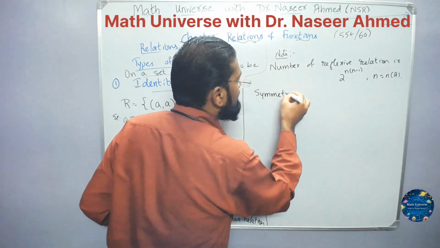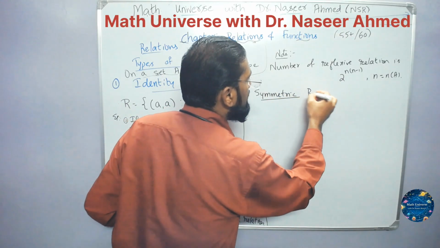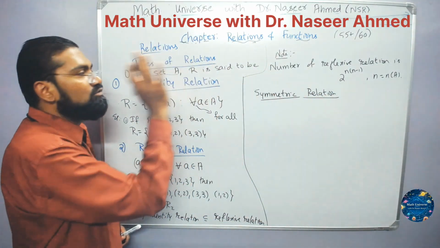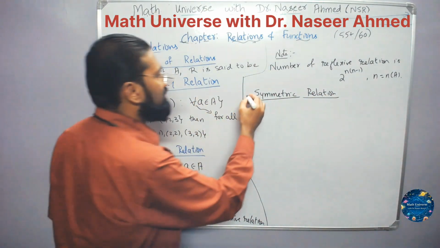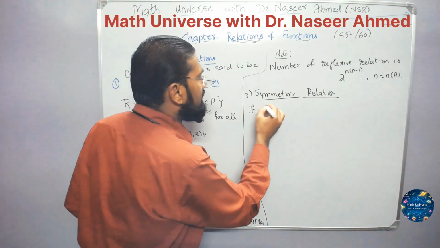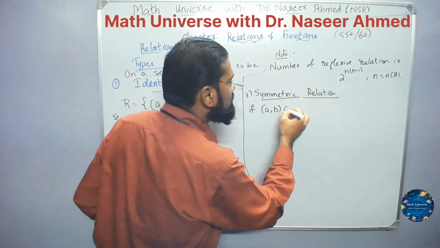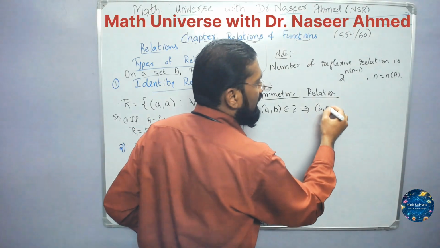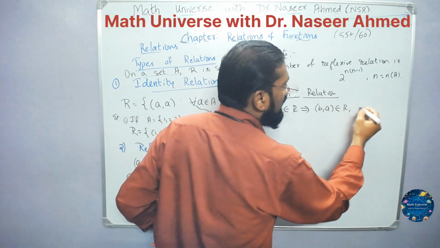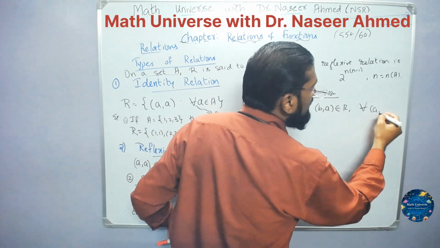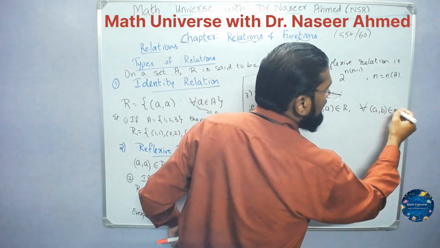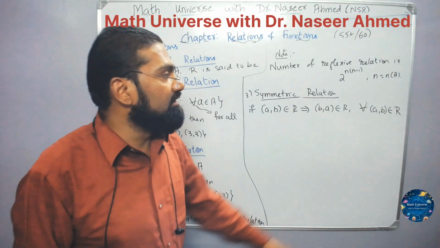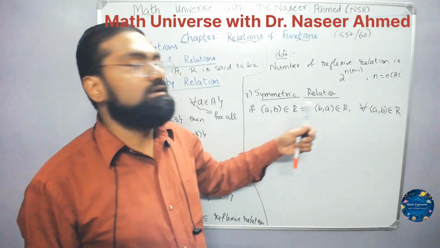What is this symmetric relation? A relation on a set A is said to be a symmetric relation if A comma B belongs to R, this implies the ulta of this, nothing but B comma A, should also belong to R, and this should happen for all the ordered pairs present in the relation. If it is present in the relation, only then we'll think about the ulta of that.